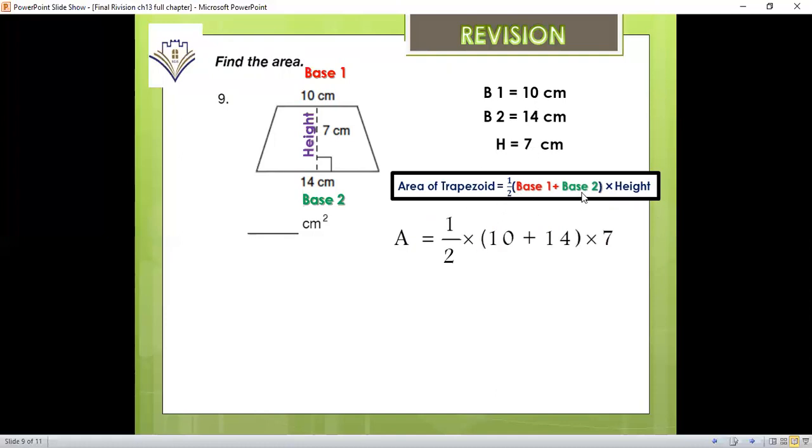base 1 is equal to 10, base 2 is equal to 14, then 10 plus 14, multiplied by 7. 10 and 14 is 24. Then half multiplied by 24 multiplied by 7. How do we get 24? 10 plus 14 is 24. Then half of 24 is 12. Then 12 multiplied by 7 is equal to 84 square centimeters. The answer is 84 square centimeters.